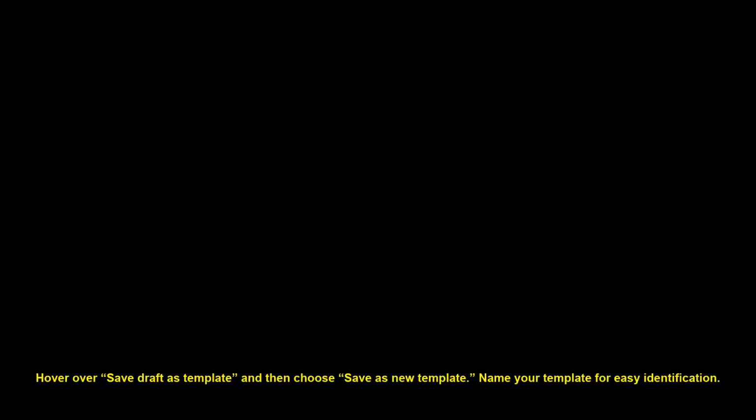Next, go to the Compose section by clicking on the Compose button. Create a new email message with your desired response text. In the email window, click on the three dots in the bottom right corner. Select Templates from the menu. Hover over Save Draft as Template and then choose Save as New Template. Name your template for easy identification.